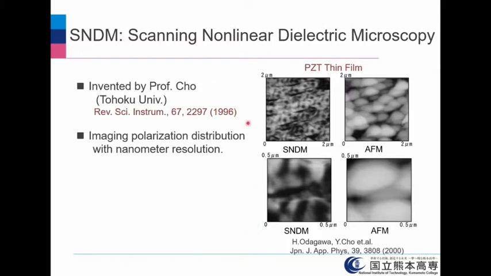These are the SNDM images, and these are the topography measured by conventional AFM system. Measured area is 2 micron in this case, and 0.5 micron in this case. We can see a domain structure in one grain like that. We think that we measured an a-c domain in a grain in this case. SNDM is very useful for the domain distribution measurement like this.